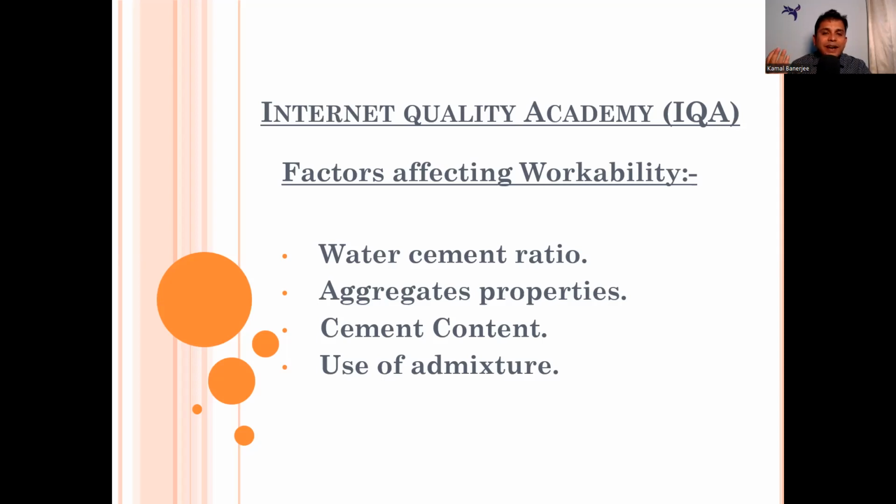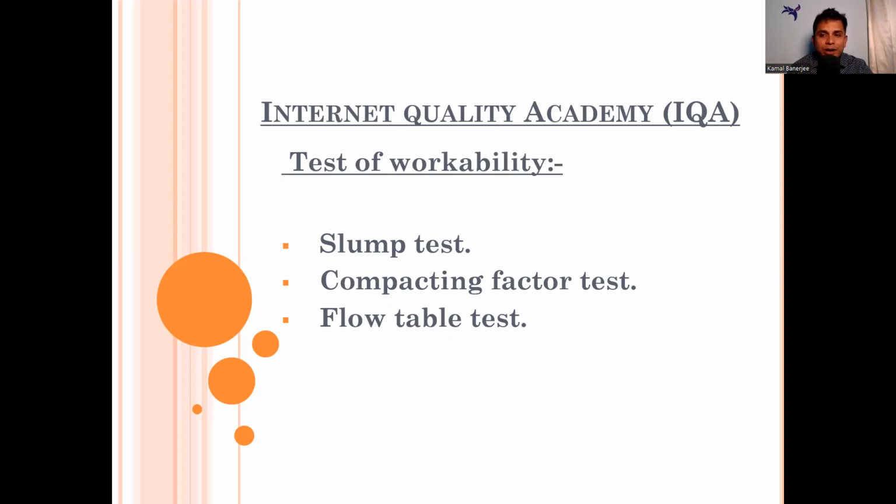So these are the deciding factors for workability: water cement ratio, aggregate properties, cement content, and use of admixture. And what are the tests of workability? We need to test the workability to know whether my concrete is workable or not, and whether my concrete will give the result I want, as per the specification. The tests are the slump test, compacting factor test, and flow table test. These tests will define whether this concrete is workable or not.